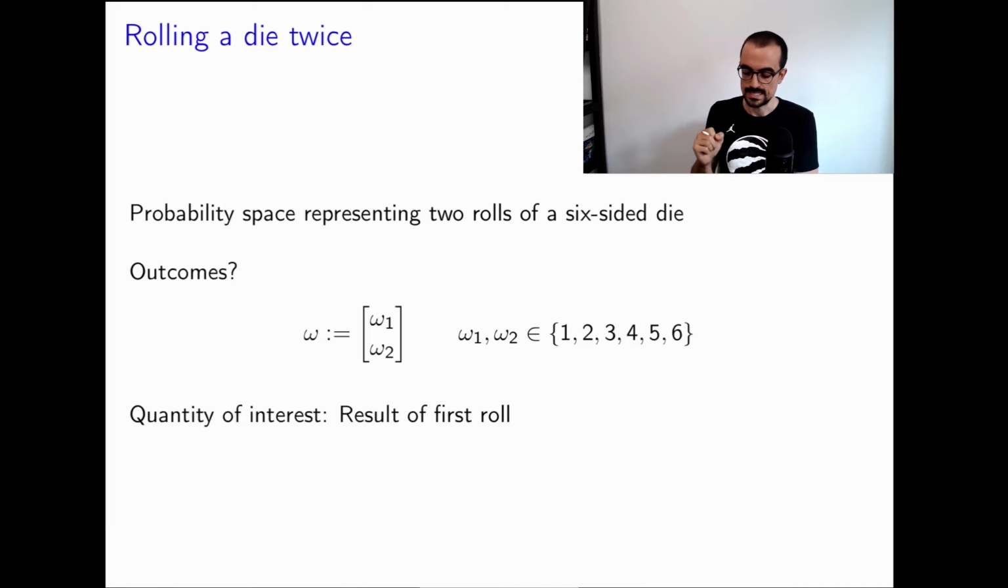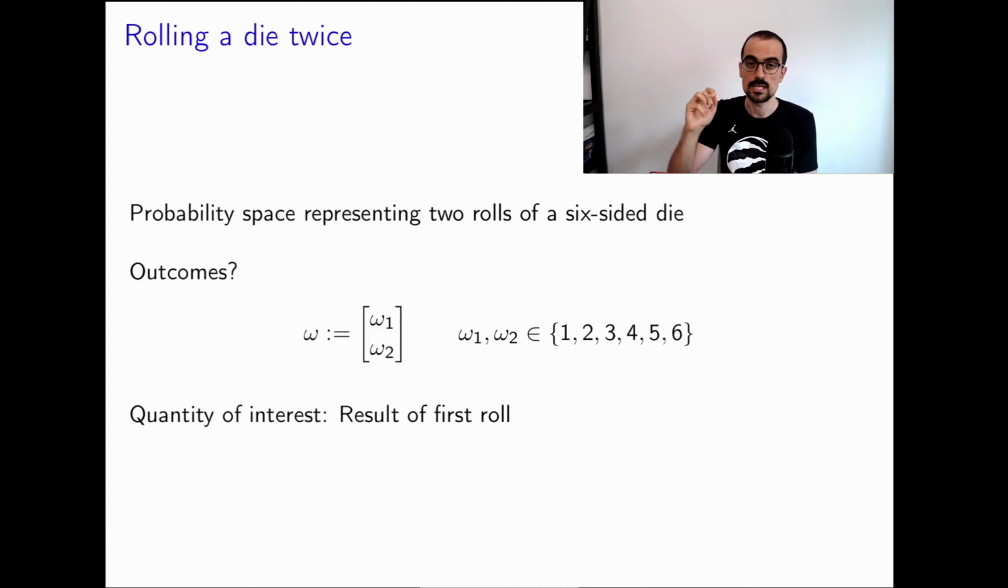Now imagine that we have this data from this experiment, we want to characterize it probabilistically, we build this probability space, and a quantity that we're particularly interested in is the result of the first roll. That is an uncertain quantity that takes discrete values, right? It can only be 1, 2, 3, 4, 5, or 6. Now, it turns out that we can express this quantity as a function of the outcome.